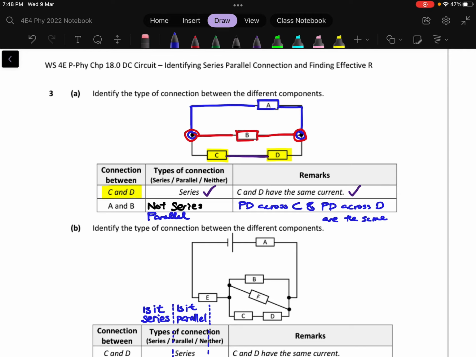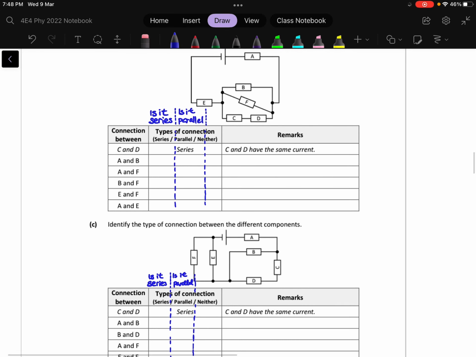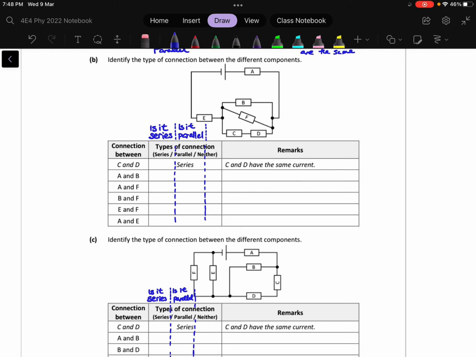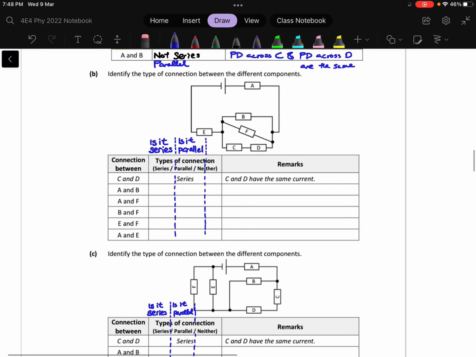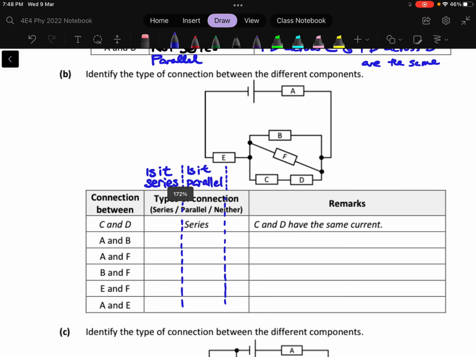So what I want you to do in the next 5 minutes, in this video, is that I will start a timer and set it to 5 minutes. Your job is very quick, very easy. I want you to do it this way. First answer this: are they in series? For example, C and D, I will look at C and D and ask myself, is it in series? Okay, yes, they are in series.